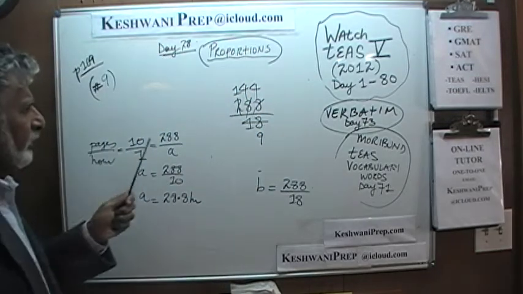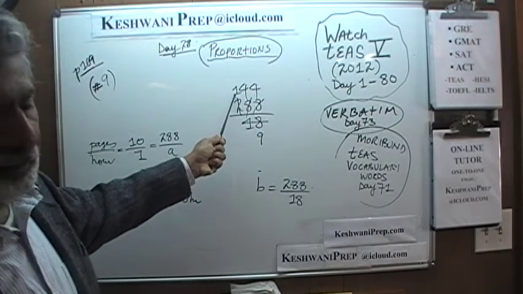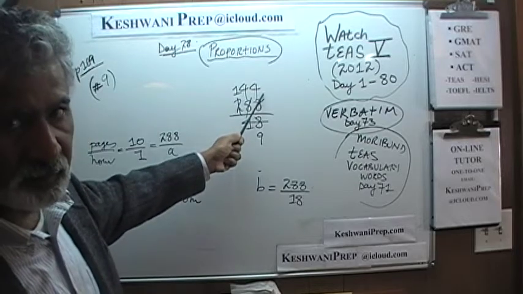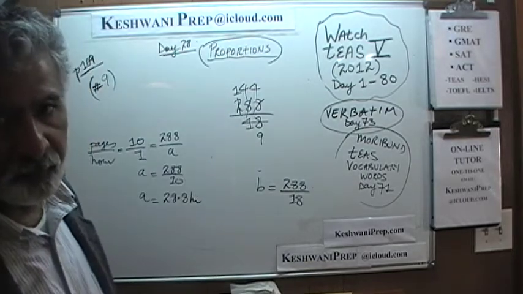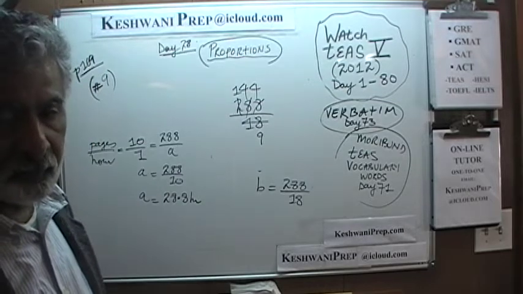Again, you see here, 4 plus 4 is 8. 8 plus 1 is 9. Since the sum of the digits in this number is a multiple of 3, this number is a multiple of 3. And so is this one. So I'm going to divide top and bottom by 3.